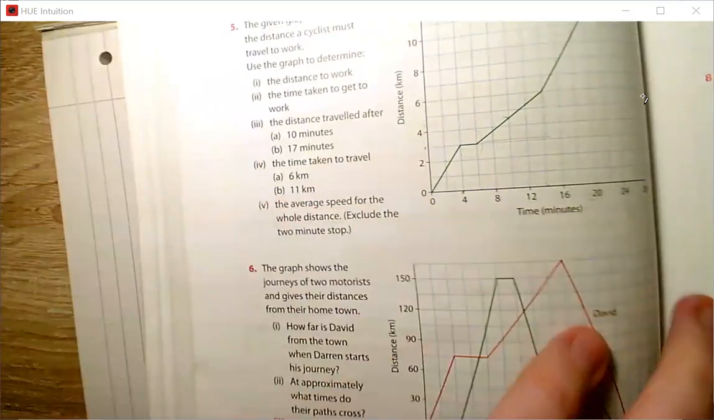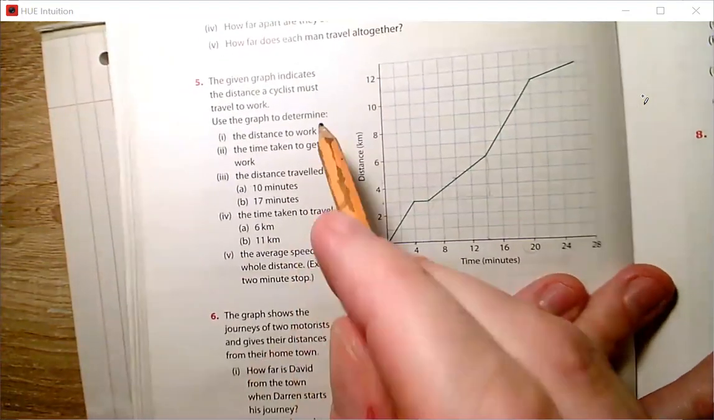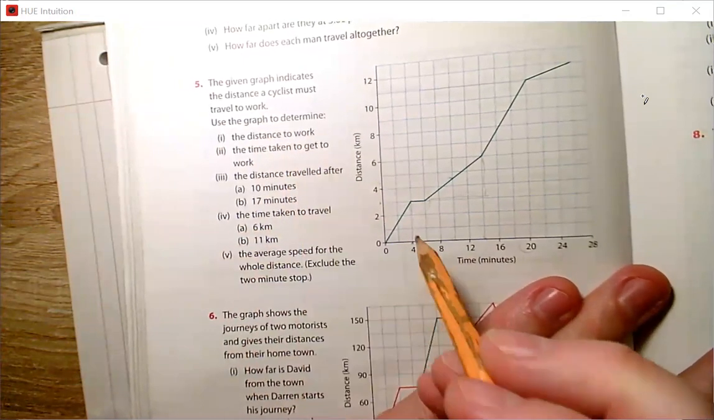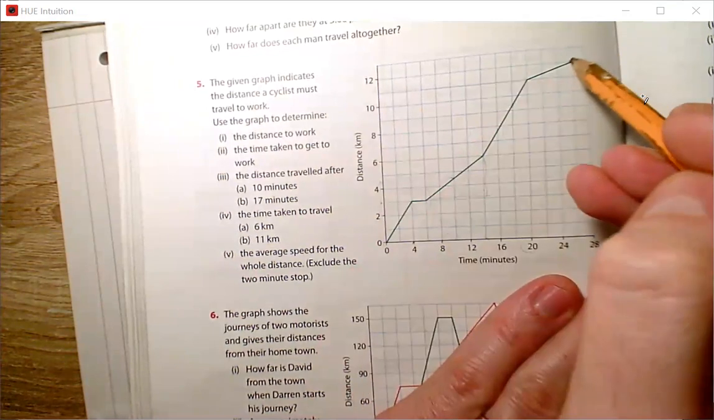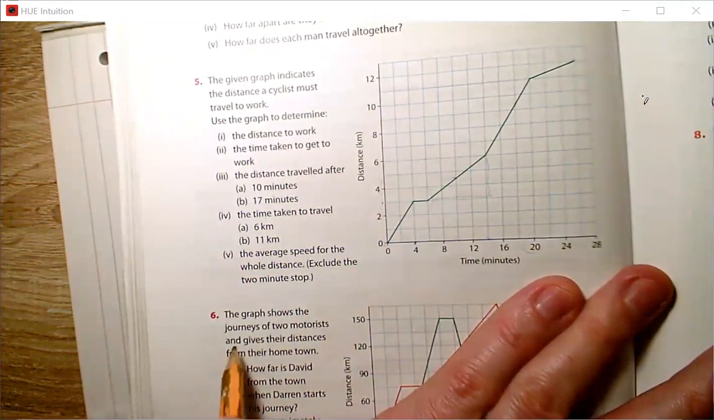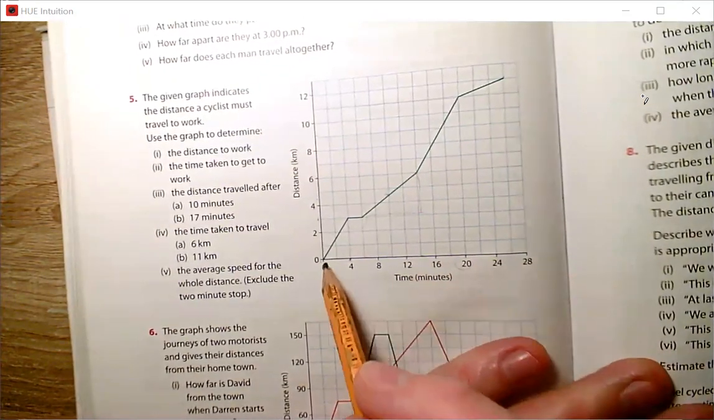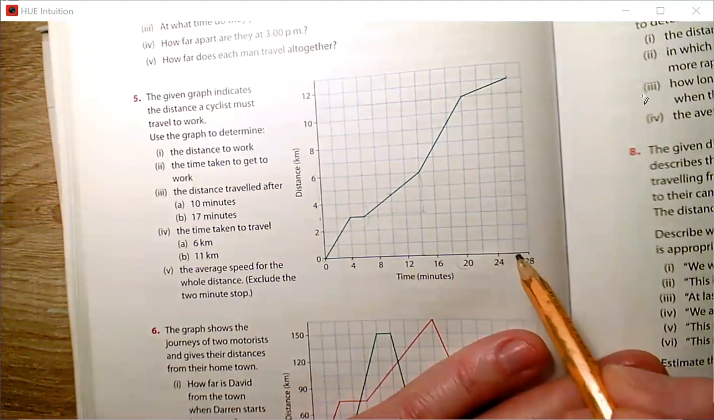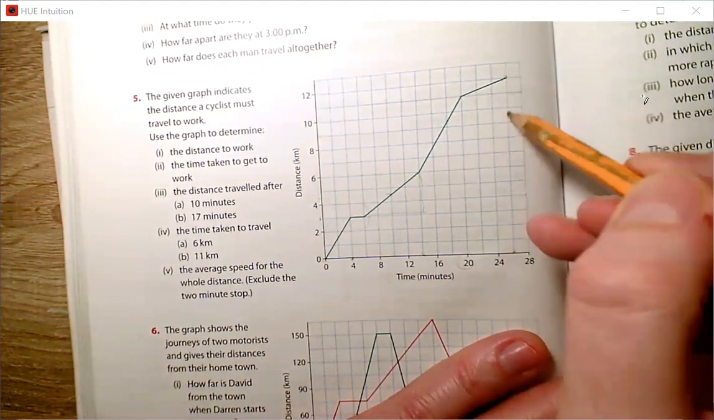Having looked then at question 5, this graph indicates the distance a cyclist must travel to work. Use the graph to determine the distance to work. So here's home, here's work. Okay, right up here at the end, 12 kilometers is the total distance to work. The time taken to get to work is along the x-axis here, 0 to 26, not 28, just right there, 26.